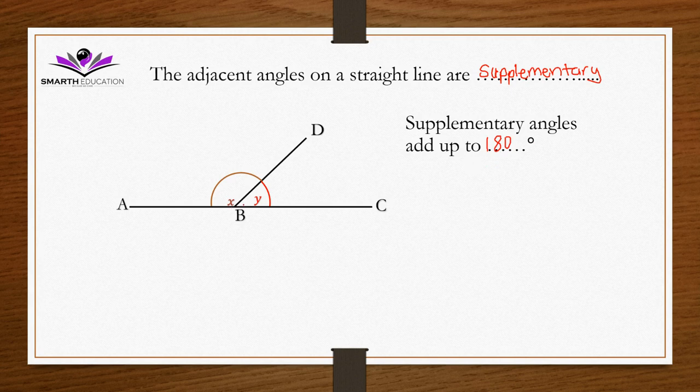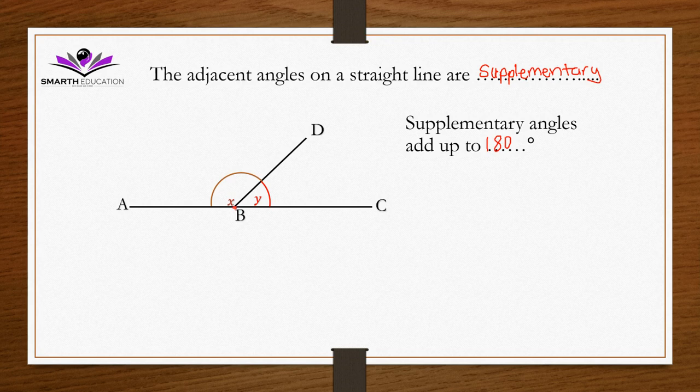Now, if you look at this diagram here, we have angle X and angle Y. These are adjacent angles. How do we identify the adjacent angles? If you check, they are formed by intersecting lines. We have two lines here, AC and BD. These lines intersect, they meet here at the point B.